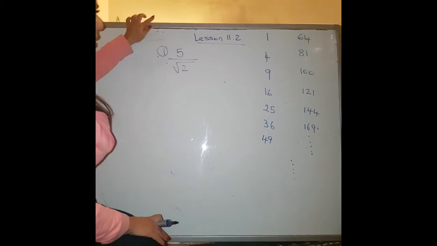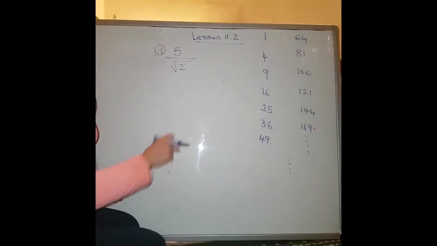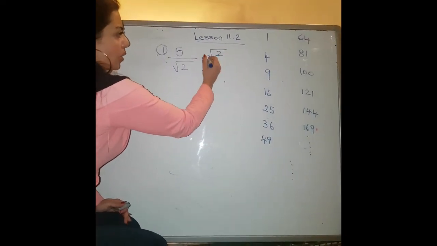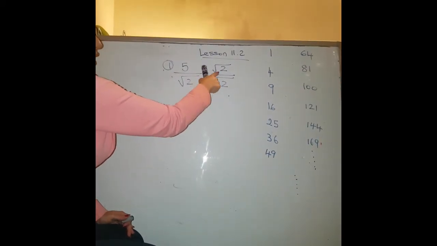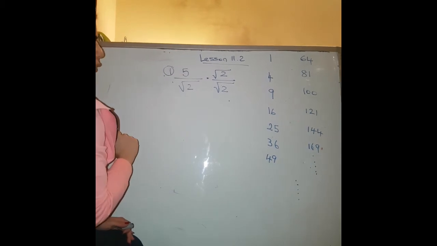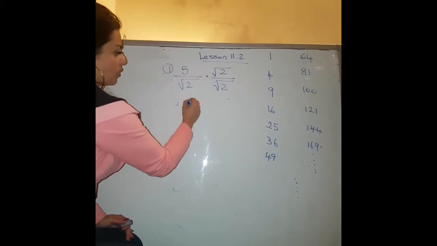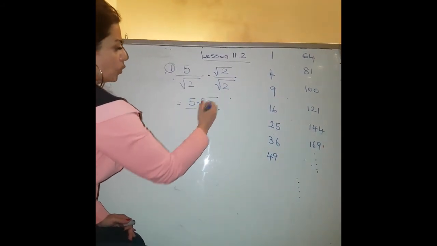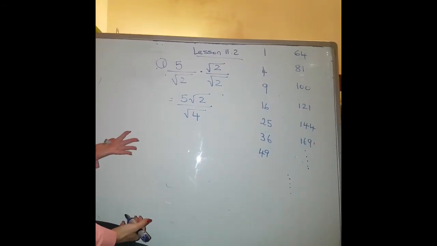The first example is 5 over radical 2. How do I get rid of the radical 2? I take my denominator and I multiply the numerator and the denominator by it. So I multiply by a fraction made up of my denominator, radical 2 over radical 2. And I simply multiply. 5 times radical 2 is 5 radical 2, over radical 2 times radical 2, which is radical 4.